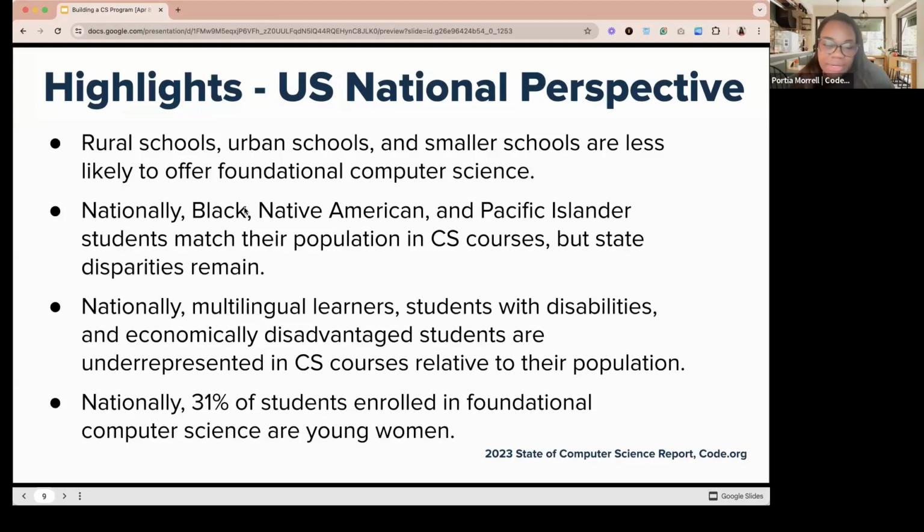There is another research report that I'll mention that's from the CSTA that actually talks about ways to try to support students that are underrepresented. I'll mention it for one statistic, but I do recommend looking at that one as well. And then nationally, 31% of students enrolled in foundational computer science are young women. So we still have a long way to go to increase that.